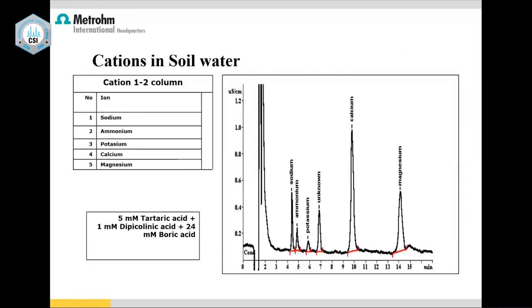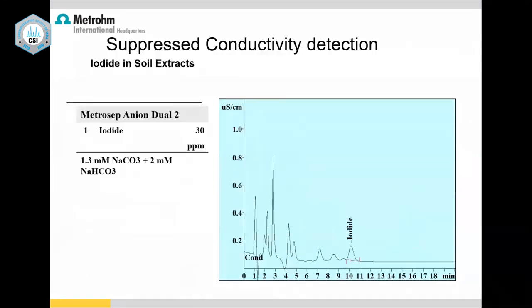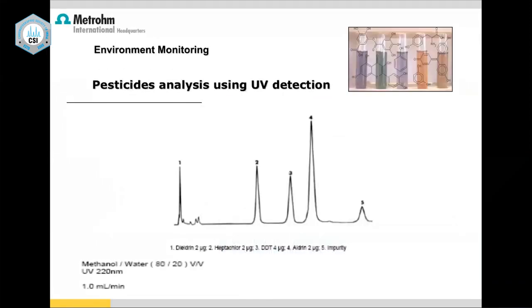Then ion speciation can be done with respect to environmental samples: soil, water, anions in soil, iodide in soil extracts. And pesticide analysis. As I said, IS 10500 2012, a drinking water protocol, has pesticides which can be done by LC. And we are not saying IC can be used as a pesticide analyzer. It is not like that.